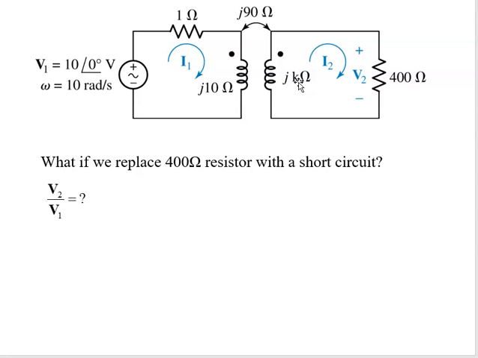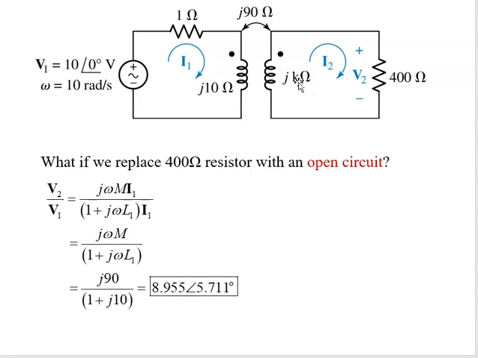So let's look at some of the boundary conditions. What if we replace this 400 ohm resistor with a short circuit? We let that be a short circuit across our second coil there. What's going to happen then? Well, then V2 has to be 0, right? The voltage across the short circuit is 0. So our V2 over V1 is equal to 0.